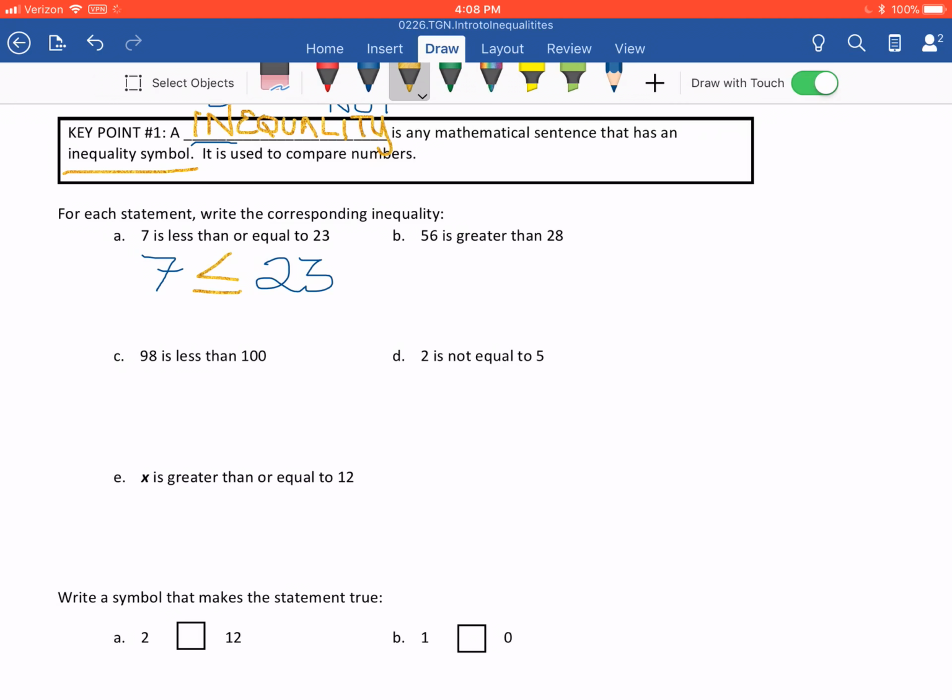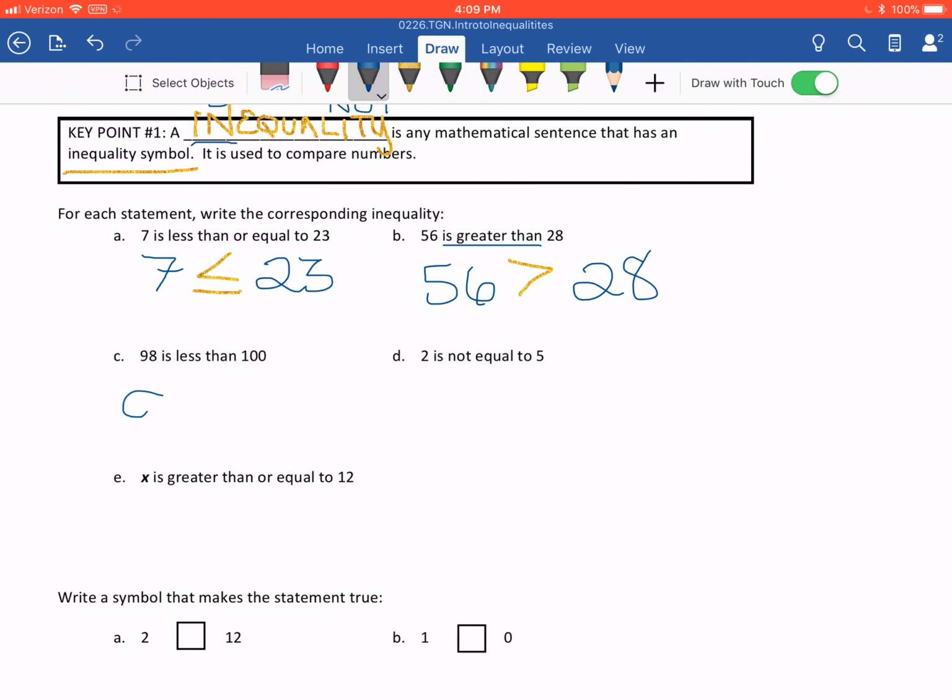Go ahead and pause the video at this time and do letters B, C, D, and E on your own, and unpause when you're ready to check your answers. Okay, welcome back. Let's take a look at letter B. We have here 56 is greater than 28. I looked at my chart and I know that my greater than symbol looks like this. My little alligator is eating 56 because it is bigger. 56 is greater than 28.